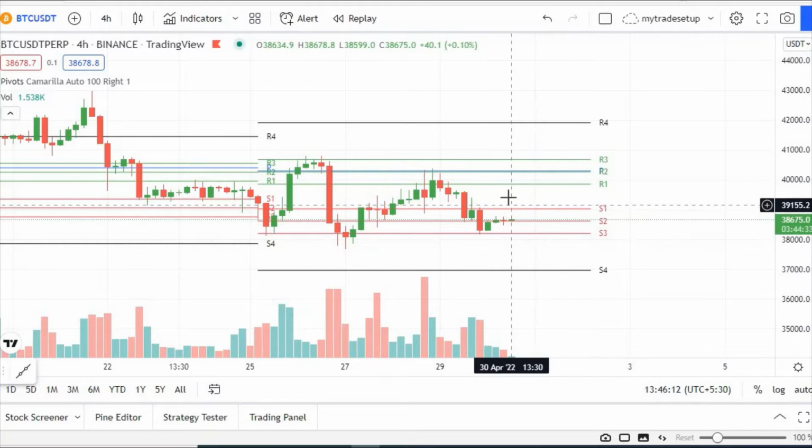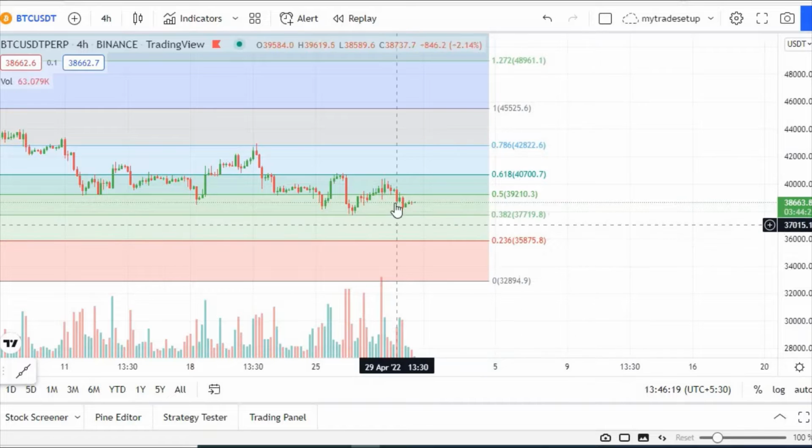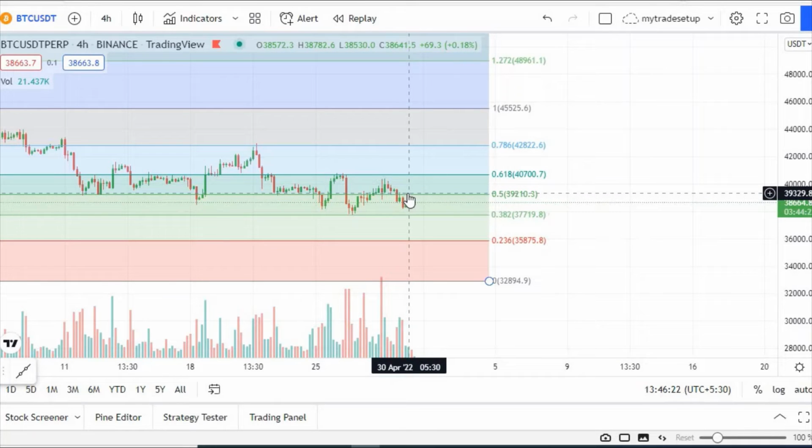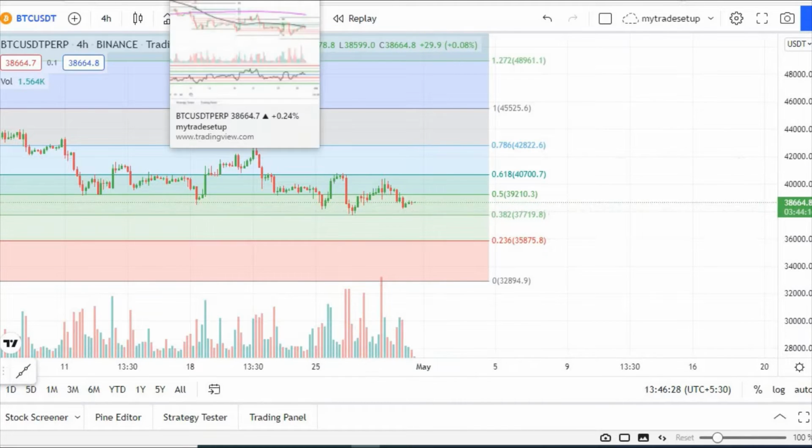Now at the moment, it is trading around these support zones, and I'm expecting it to trade around the same level even for tomorrow, for the next 24 hours. And if you look from the Fibonacci retracement point of view, the trading range has shifted between the 50% retracement and the 38.2% retracement level, and I'm expecting this to continue for the next 24 hours as well.